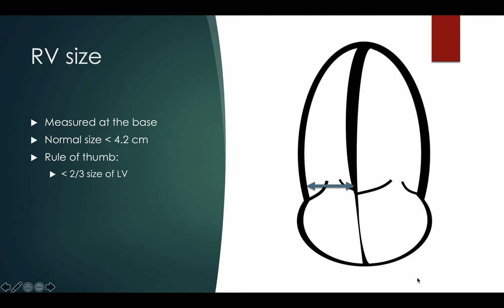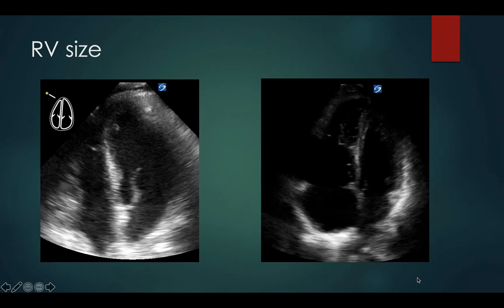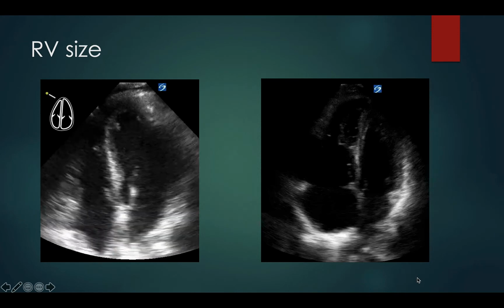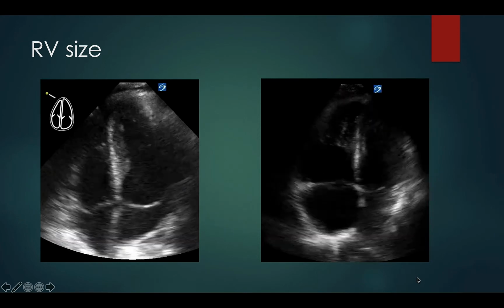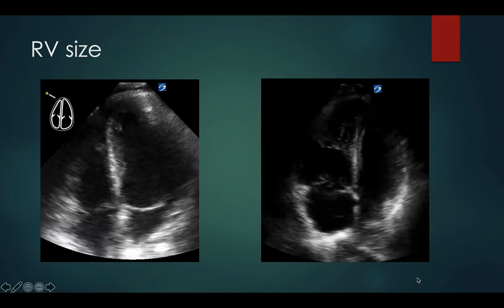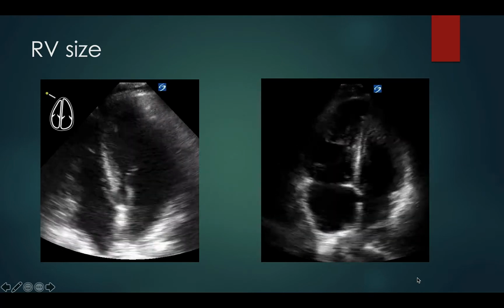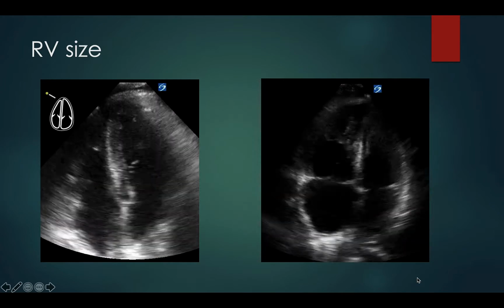If the RV is approaching the size of the adjacent LV, it is mild to moderately enlarged, and if it is larger than the LV, it is severely enlarged. In this example on the left, the right ventricle is of a normal size compared to the much larger left ventricle. The RV in the clip on the right is markedly enlarged in comparison. You can see that it is larger than the LV.